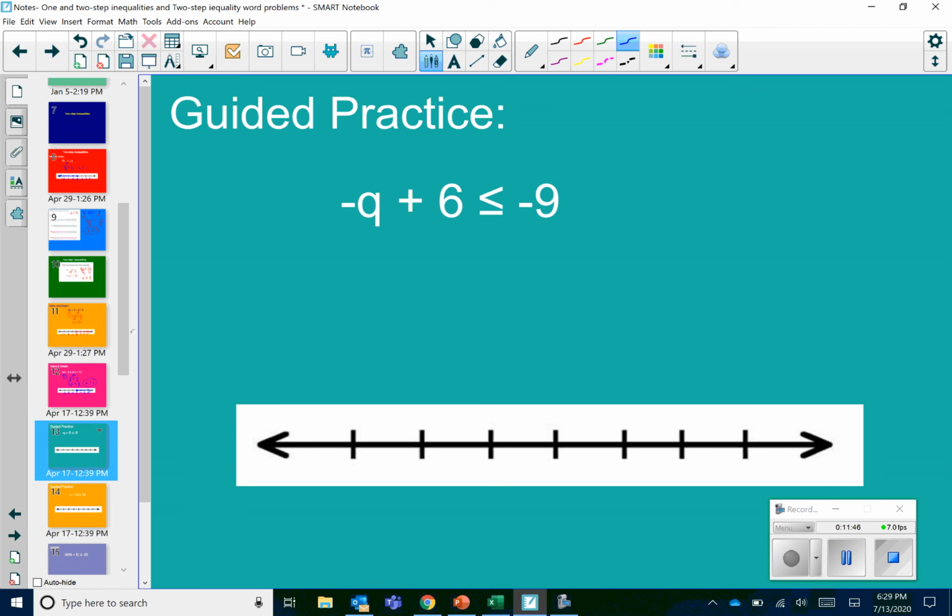Okay, let's do a few more. Notice I have a negative variable here. So the first thing is eliminate your constant. We're going to subtract 6 on both sides. Remember, negative 9 minus 6, keep change, is going to give me negative 15. And then I've got a negative in front of my variable, which we can't have. Remember, it's like having a negative 1.